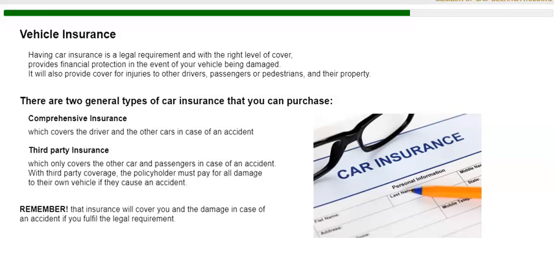There are mainly two types of insurance. One is comprehensive insurance, which covers the driver and the other car in case of an accident, and the other is third party insurance, which only covers the other car and passengers in case of an accident. With third party coverage, the policyholder must pay for the damage to their own vehicle if they cause an accident. Remember that insurance will cover you and the damage in case of an accident if you fulfill the legal requirements.